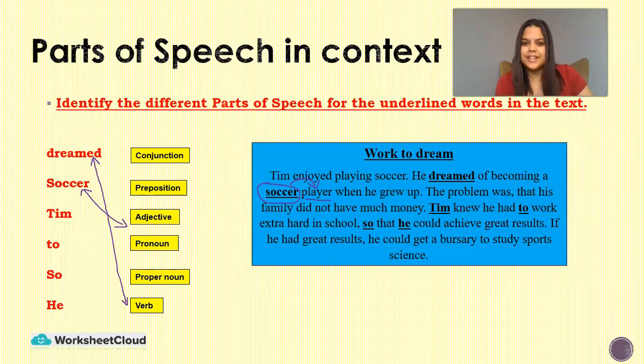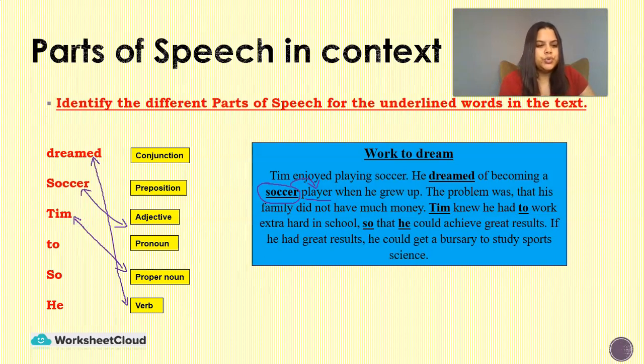So I'm going to repeat it again, okay? Soccer would usually have been a common noun if I had to take it out of context and just say, give me the part of speech of the word soccer. But in the sentence, the word soccer is now telling me what kind of player Tim wants to be when he grows up. So therefore, it's describing the word player, and it is an adjective. The word Tim, we all should know this by now, is a proper noun. It's the name of someone, starts with a capital letter.